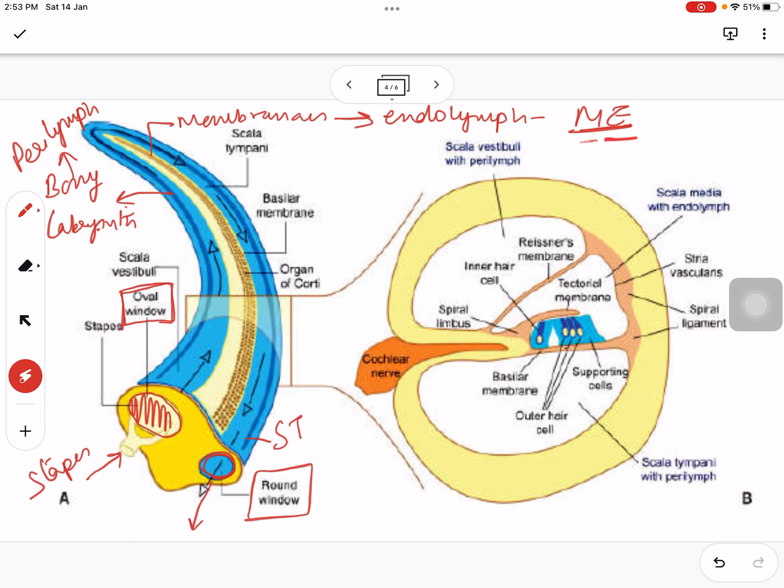Membranous part contains endolymph. That means the endolymph here, the yellow color fluid, this will be surrounded by your perilymph, right? Then on the lower side you have scala tympani, on the upper margin you have the scala vestibuli. Now this scala tympani will communicate with the middle ear again at the structure called round window, right?